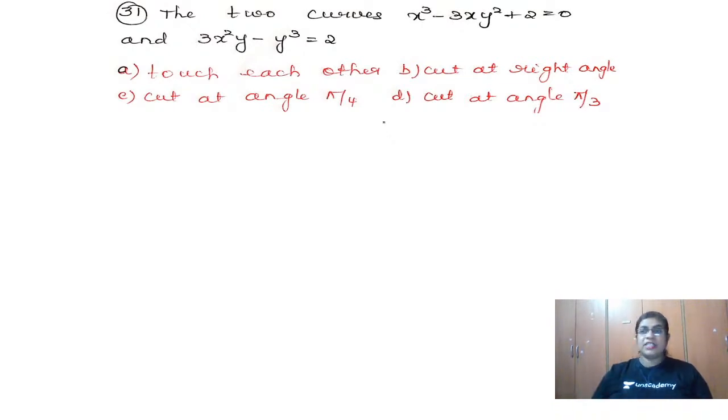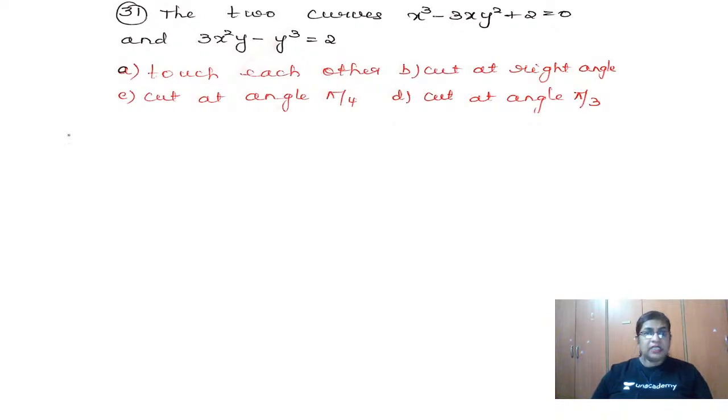Whenever two curves are there, think of finding their slopes. I have an easy method, a shortcut, to find the slopes. We know it is implicit differentiation, so the slope is nothing but finding dy by dx.